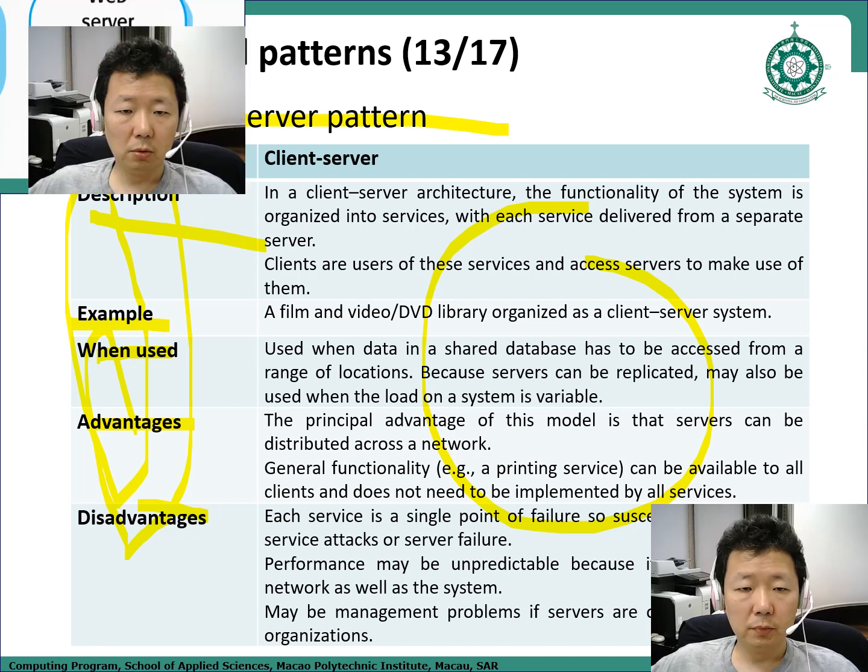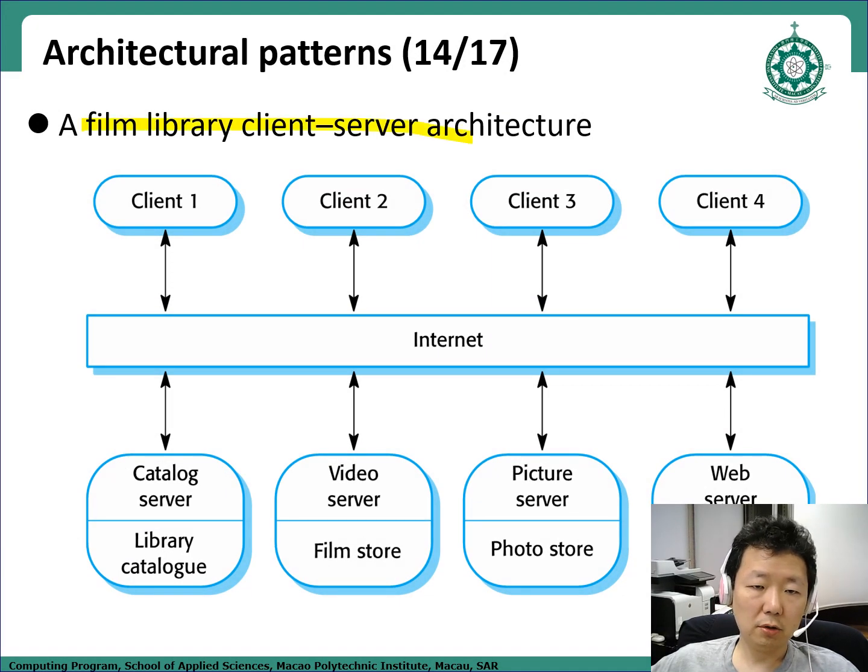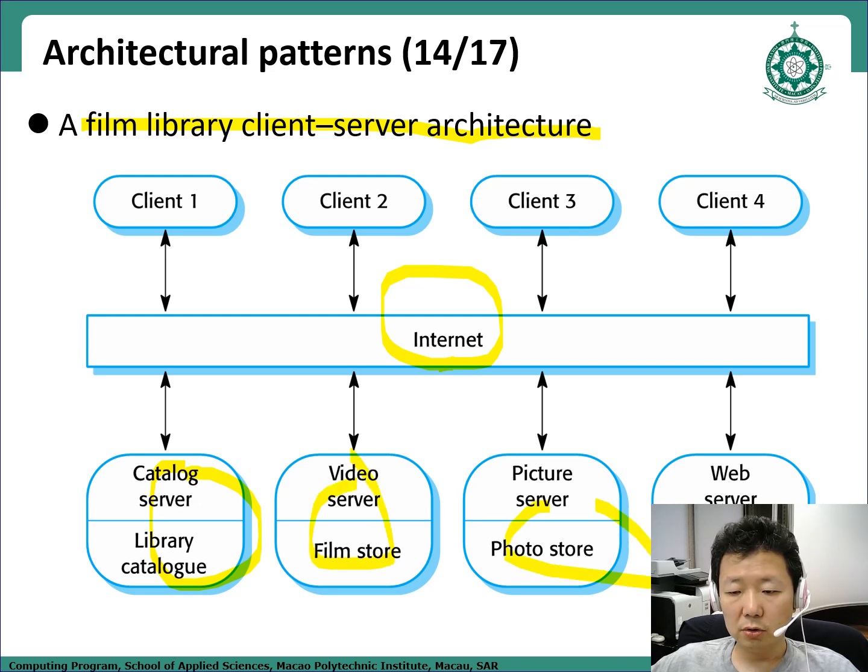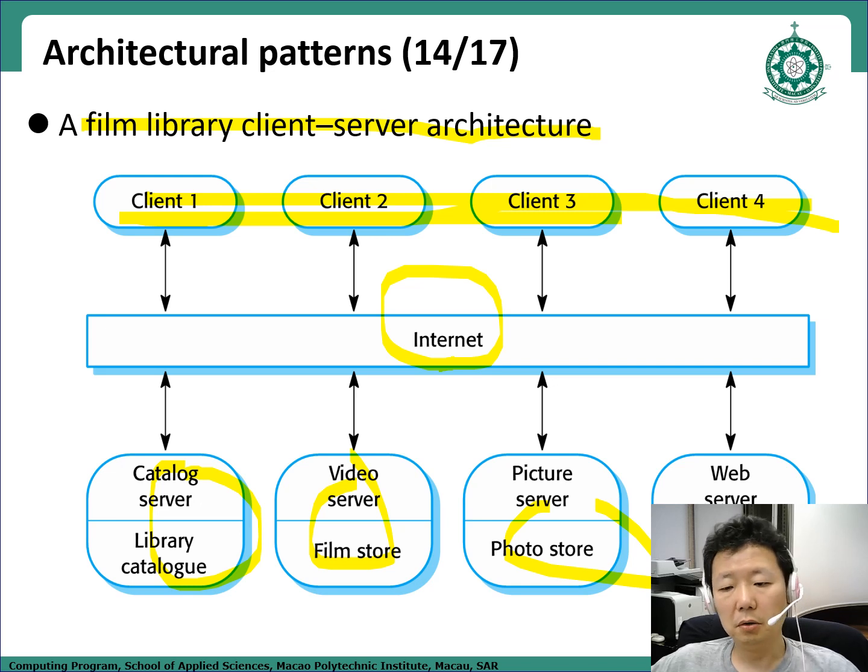Okay. And this one is a film library client-server architecture. You have the internet in the middle. You have certain things stored on the server side, and then you have a client on the other side, with an interface between them.